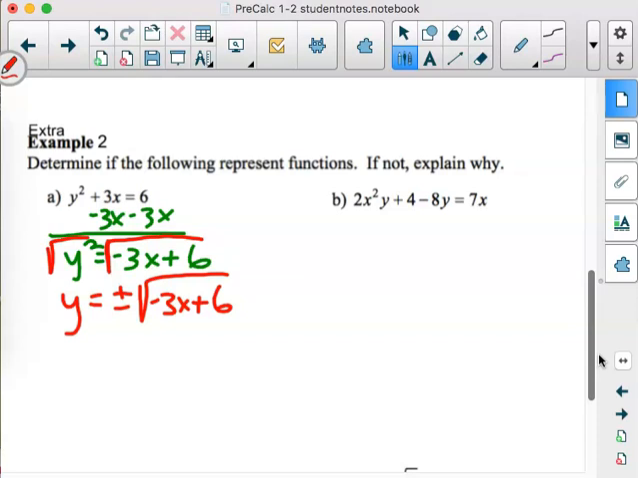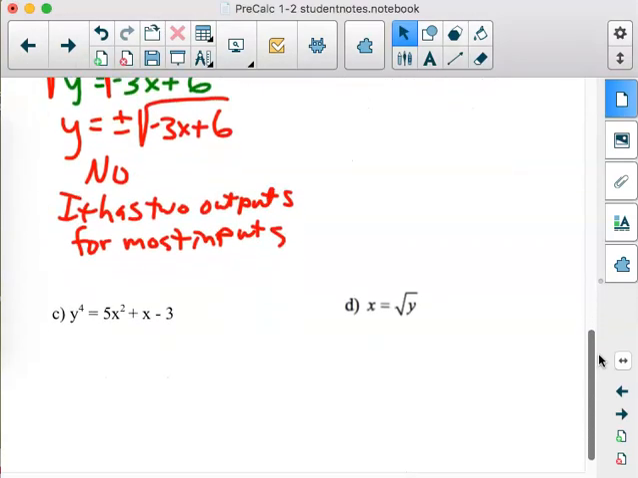So determine if the following represent functions. This is a no. It is a no because it has two outputs for most inputs. Now, quick challenge question. For what input would this have just one output? If you answered 2, you're right. Because if we put a 2 in for x, that would give us negative 6 plus 6, which is 0. And 0 is neither positive nor negative. It's neutral. So it could have just one output. But like I said, for most inputs, it's going to have 2 outputs.